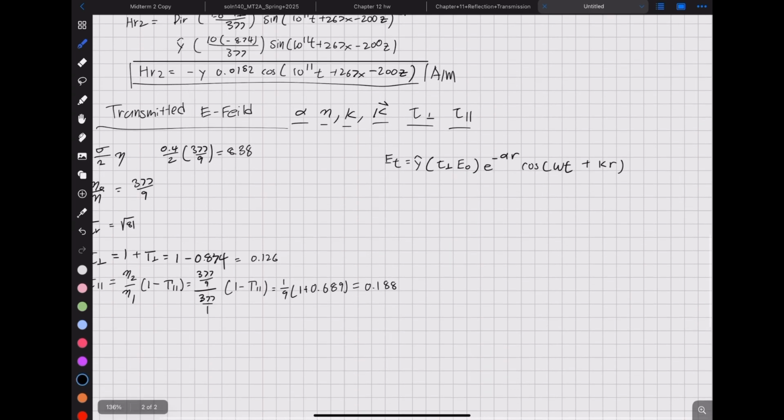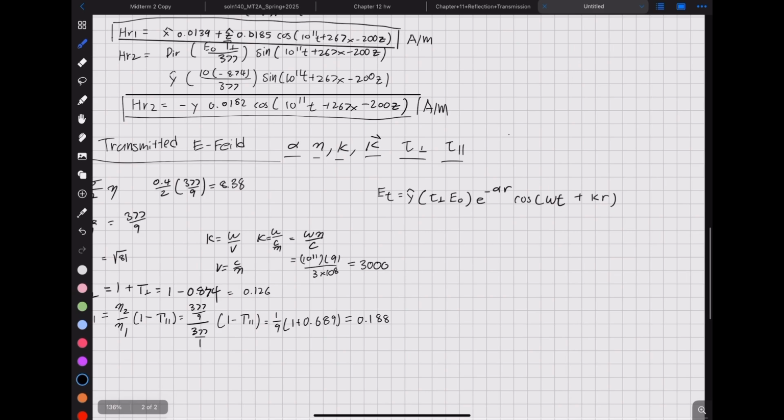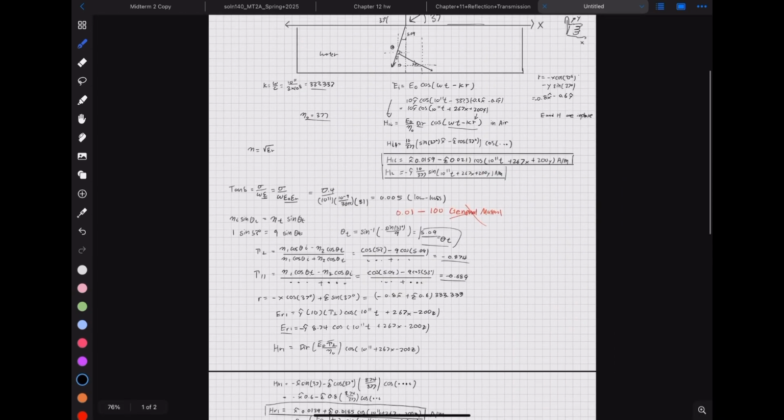So, yes, also we need to find k. k is equal to omega over v. v is equal to c over n, and then by replacing that, equals omega over c over n, we're going to end up having omega n over c. So that's going to be 10 to the 11 multiplied by 9 over 3 times 10 to the 8. That's going to get us around 3,000. Next, we need to find this R value.